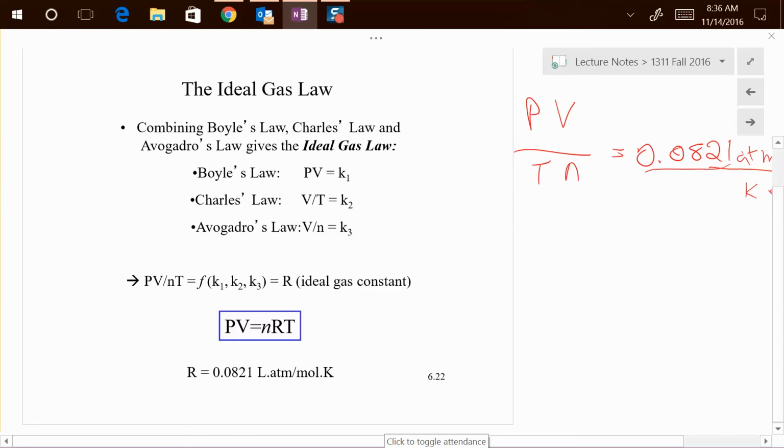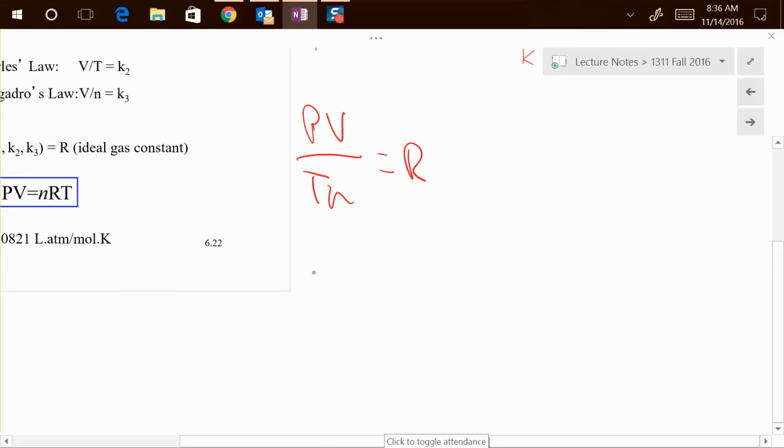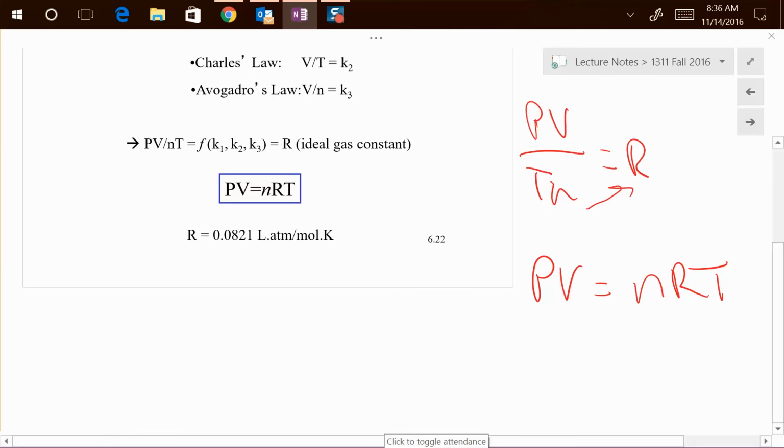Now we can rewrite this because if I wanted to, PV over Tn equals R. R stands for the ideal gas constant. So PV equals nRT is how you will most often see it, moving Tn over here. That's how you're most often going to see the ideal gas law written. PV equals nRT, where R is 0.0821 liter atmosphere per mole Kelvin. And that is the ideal gas constant.